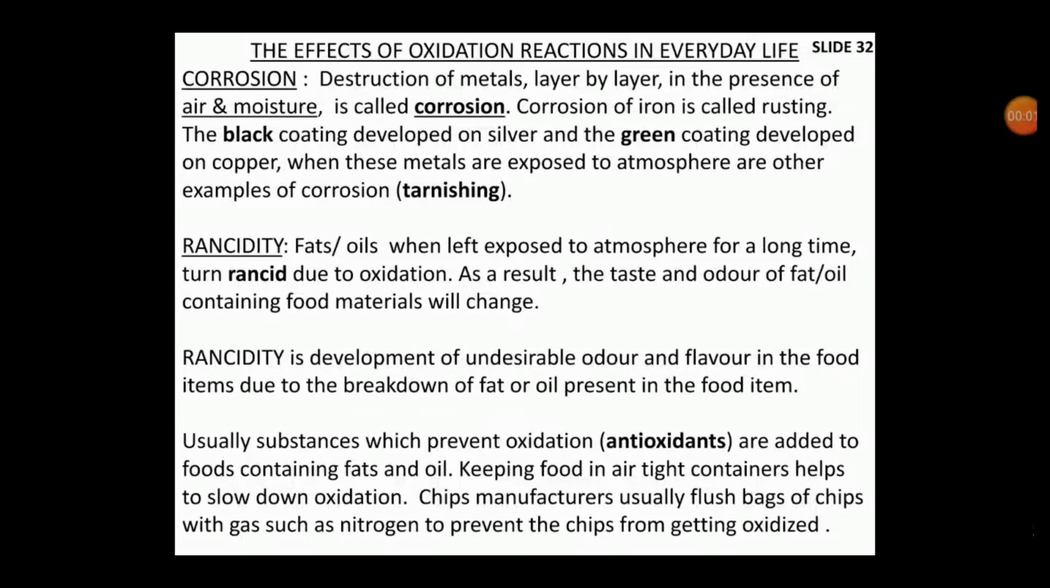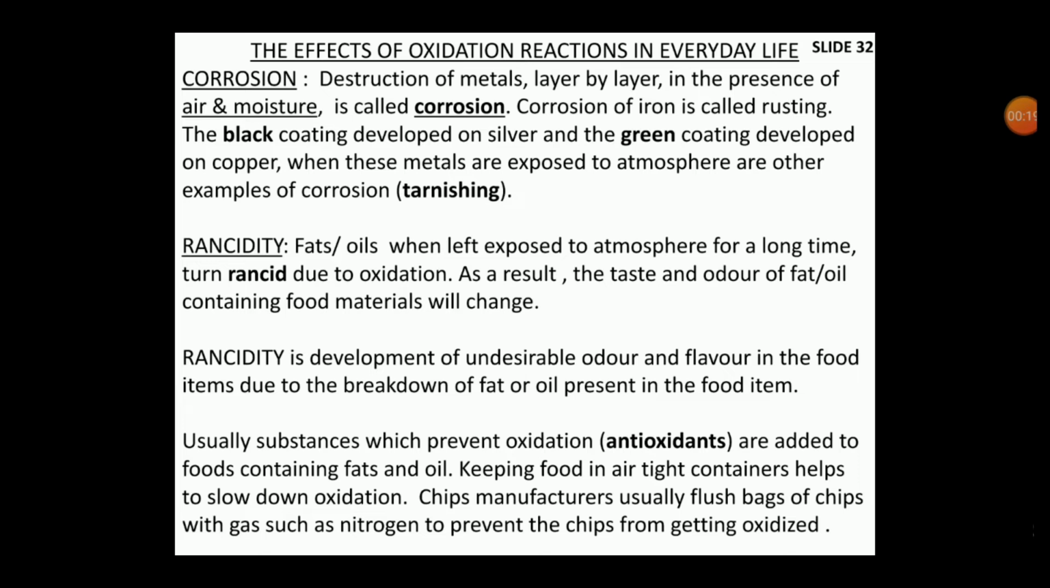Both corrosion and rancidity involve oxidation reaction. Corrosion. Iron articles which are shiny when new get coated with a reddish brown powder when left for some time in contact with air and moisture. This process is commonly known as rusting of iron.